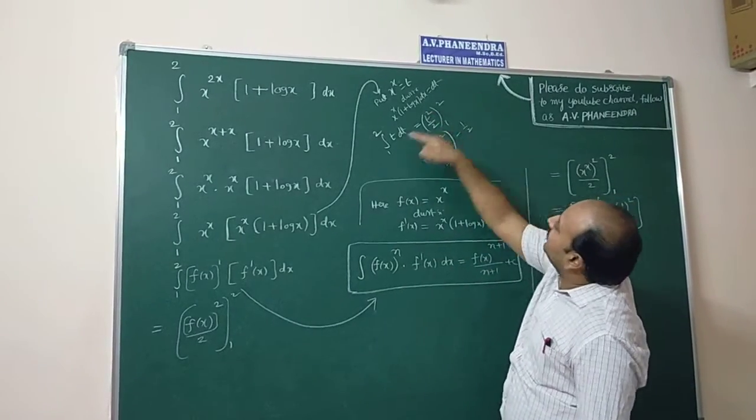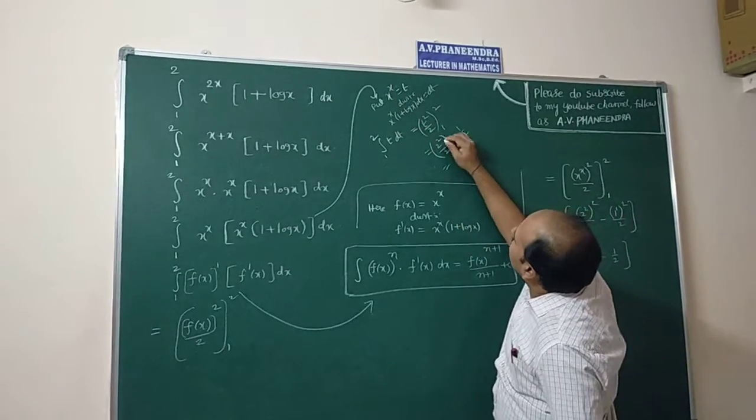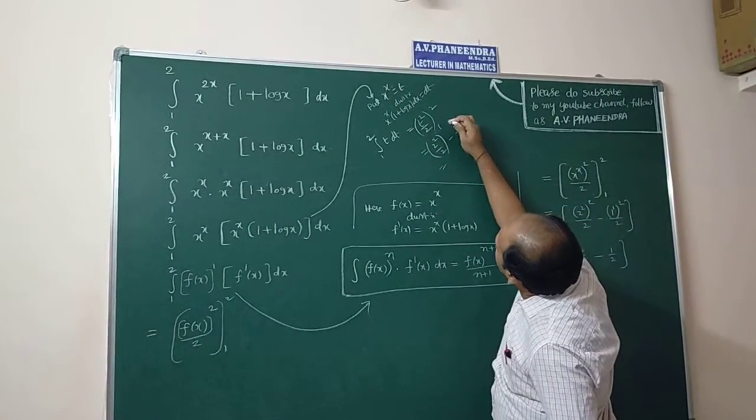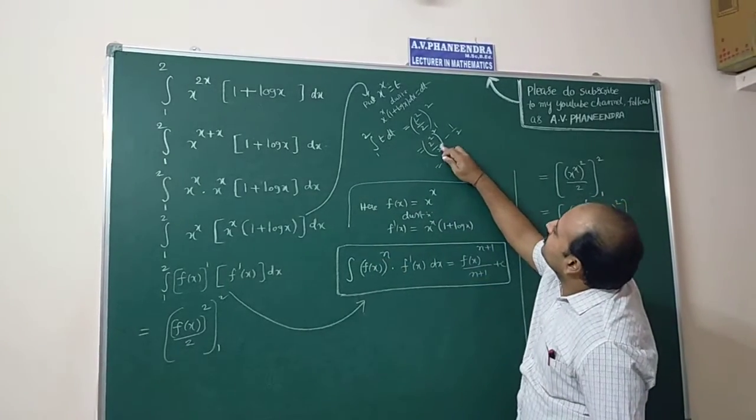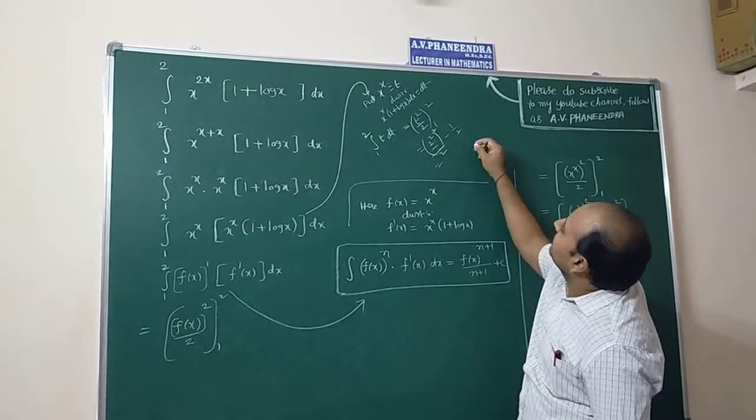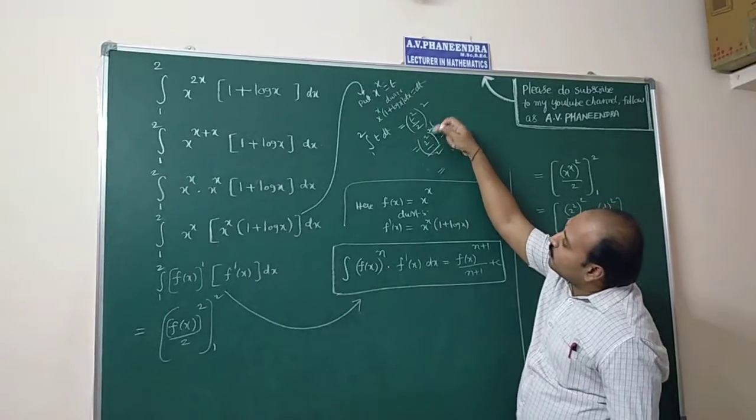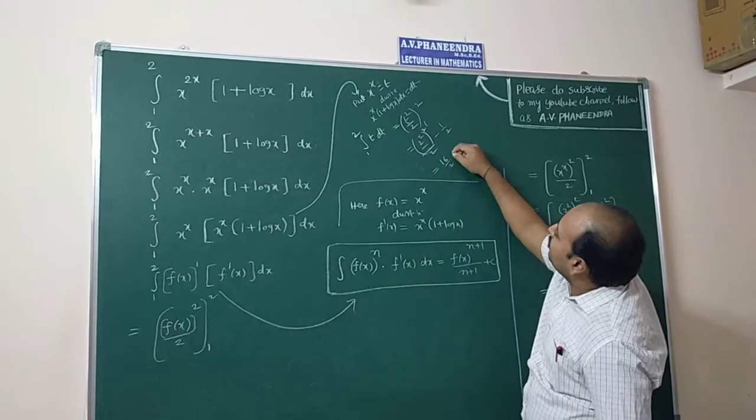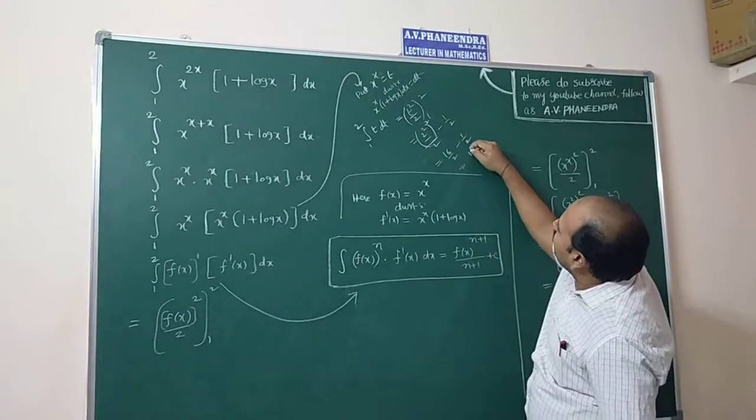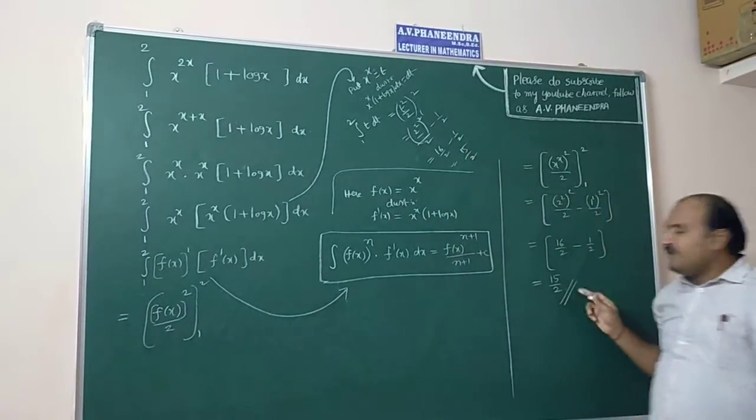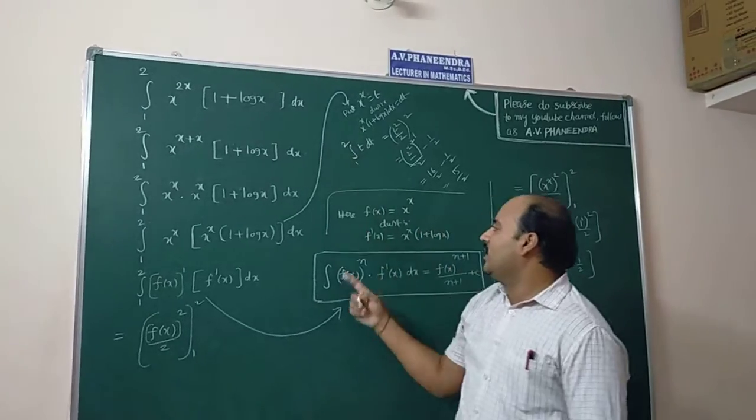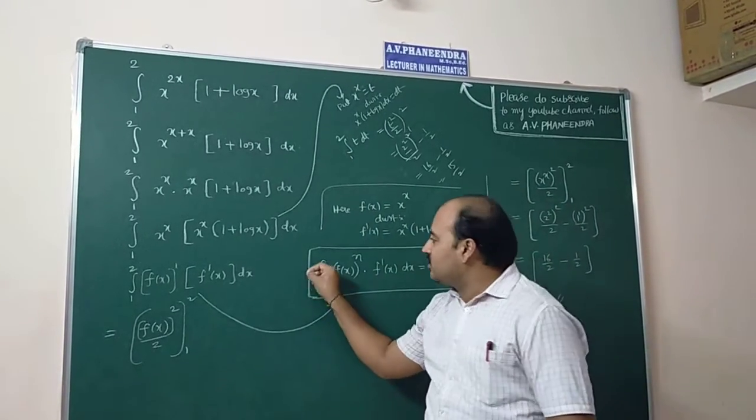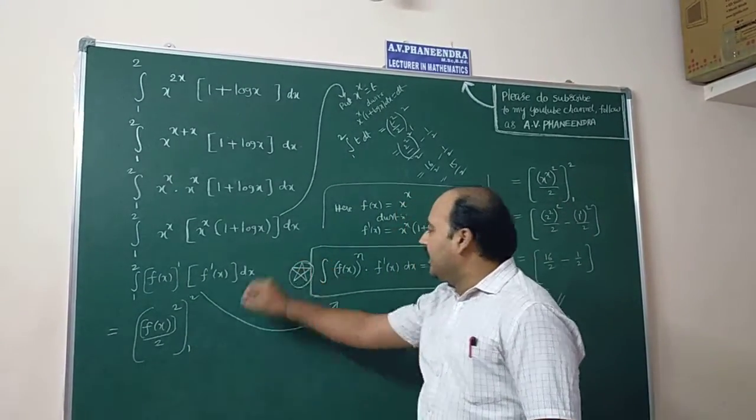Sorry, t is equal to x power x. That is (2 square) whole square by 2, which is equal to 2 square is 4, 4 square means 16, 16 by 2 minus 1 by 2, which is equal to 15 by 2. In whichever way you go, you will get the same answer. So like this, by the substitution method or the formula form. This is also one of the important formulas in integration.